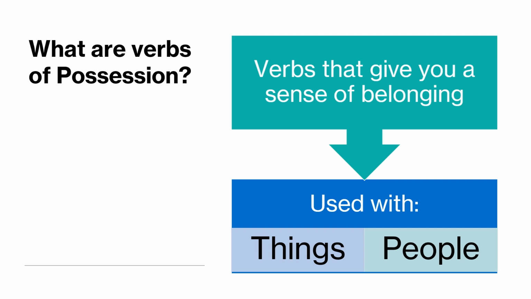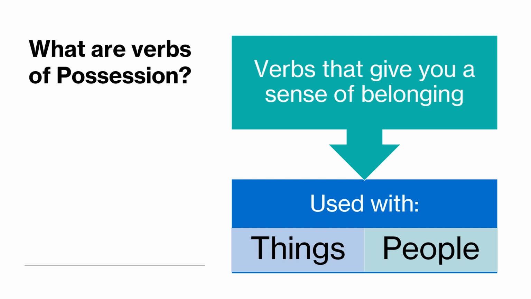What are verbs of possession? Verbs of possession are those verbs that give you a sense of belonging. What do I mean by that? When you say that something is yours, for example, you have a head, a nose, eyes, that is your body, that is your head. It's not somebody else's head. So verbs of possession are verbs that indicate that something belongs to you.